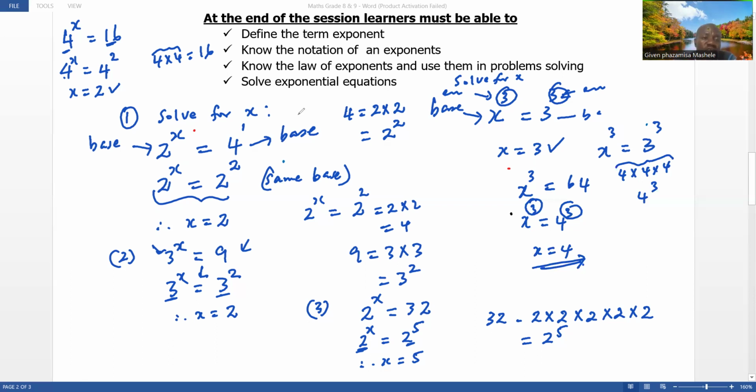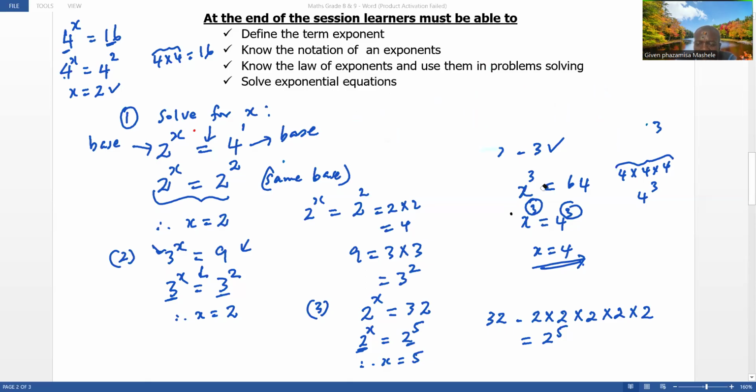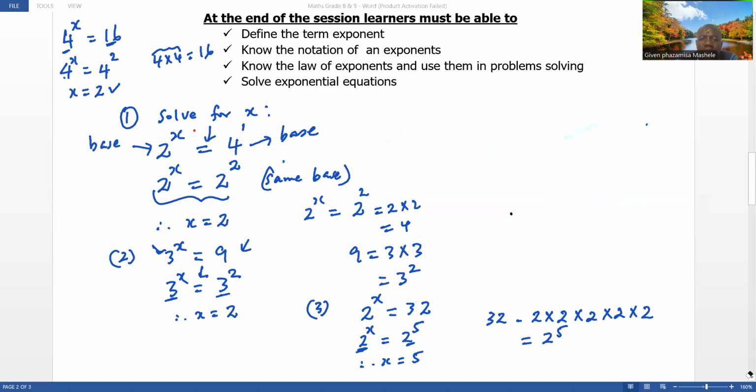So you only do this when you have an equal sign in between. What you do, you need to make sure that the bases are the same. And for you to be able to know this, you need to know the multiplication of numbers. So when I'm saying multiplication of numbers, I'm referring to, for example, the perfect square number 4, which is the same as 2 times 2, which is just 2 squared.